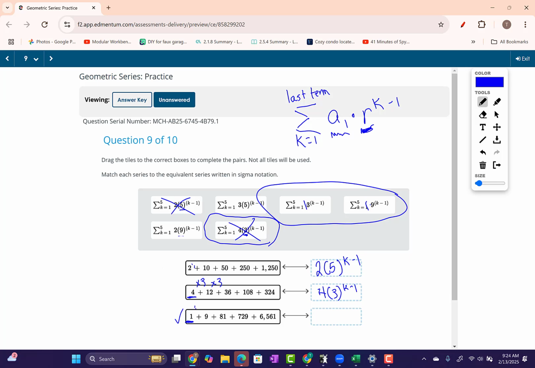We can clearly see that if you multiply 1 by 9, you get 9. 9 times 9 is 81. 81 times 9 is 729. So our answer to this last one is 9 raised to the k minus 1 power.